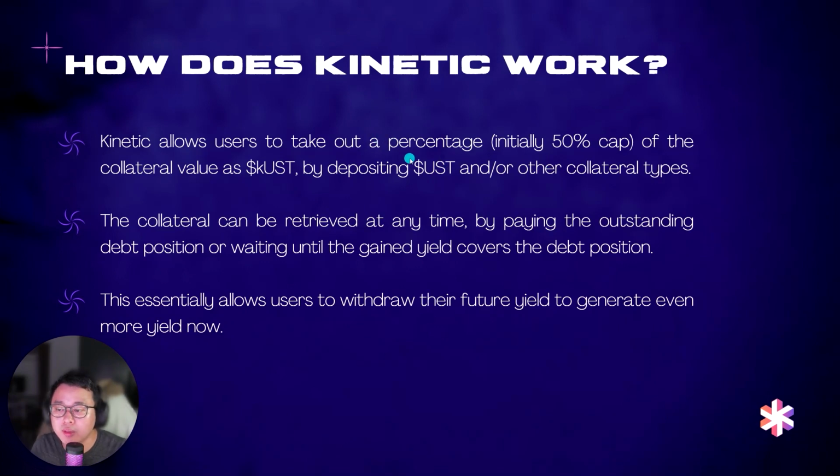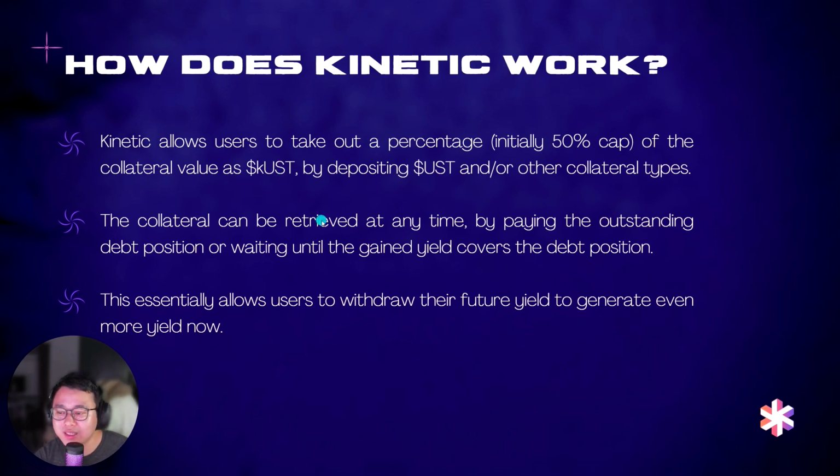Just now I mentioned depositing collateral. In this case, we'll be depositing UST as collateral, and then we'll be minting KUST out. And we can only take out a percentage of our collateral value. So for example, if we put in 100k UST, then we can only take out a 50% cap based on their documents, which means we can take out 50k in KUST.